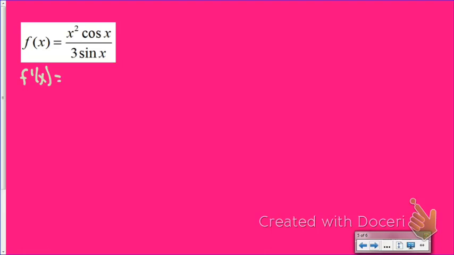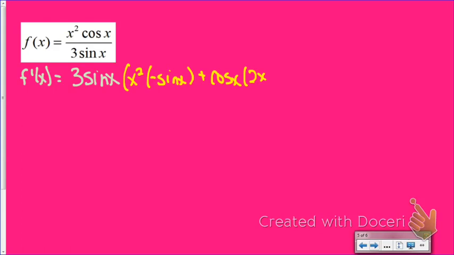It's going to be the low function times the derivative of the high function. And this is where it gets a little tricky. The derivative of the top function is a function times a function, which means in order to find that derivative, I'm going to have to use the product rule. So in order to find the derivative of x squared cosine x, I need the product rule. The product rule would be the original first times the derivative of the second, plus the original second times the derivative of the first.